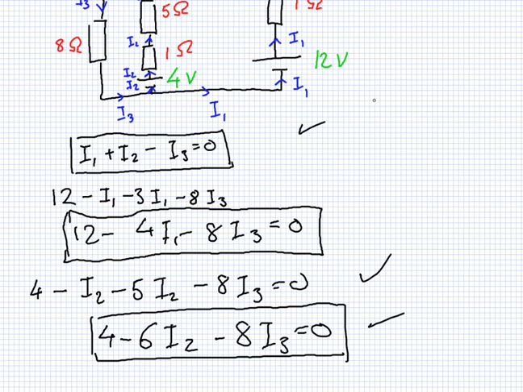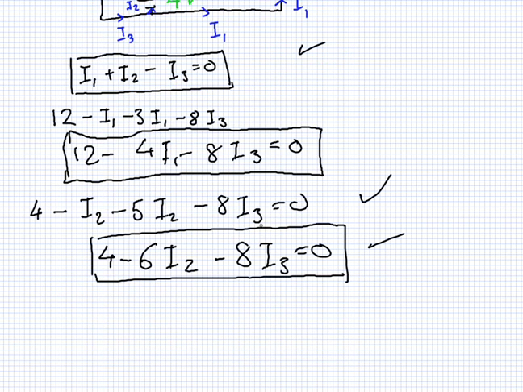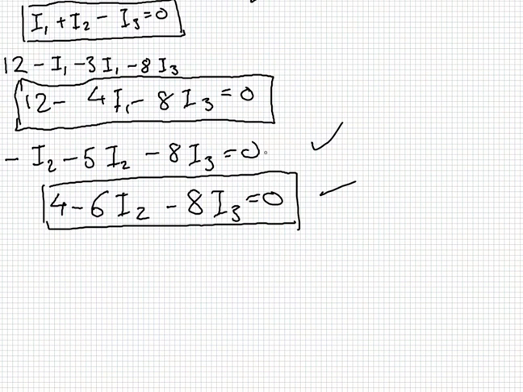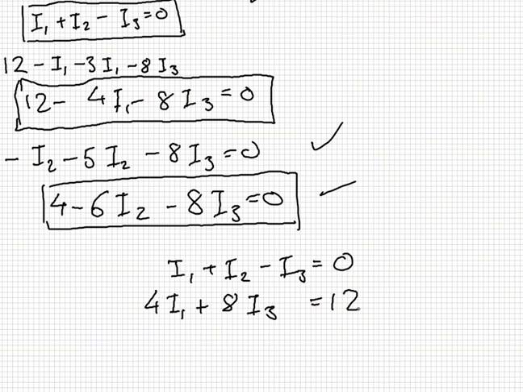So good job. So let me just write them together again. I have I1 plus I2 minus I3 equals 0. I have 4I1 plus 8I3 equals 12. And then I have 6I2 plus 8I3 equals 4. I just take them over to the right.